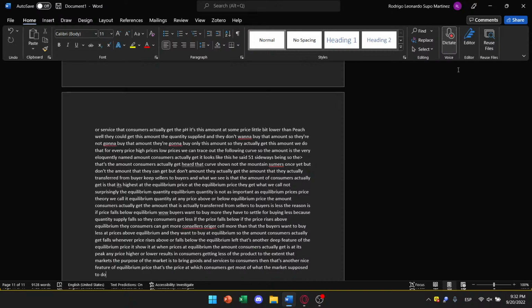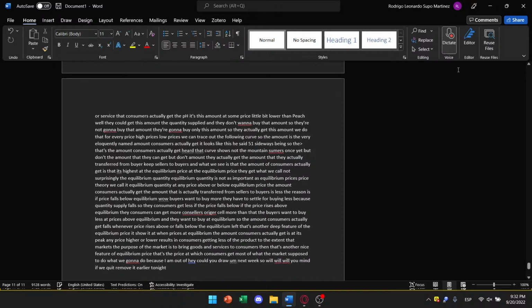What we're going to do, because I am out of paper to draw on, so would you mind if we quit a little bit early tonight? Yes, it's fine. I'm not done quite yet.